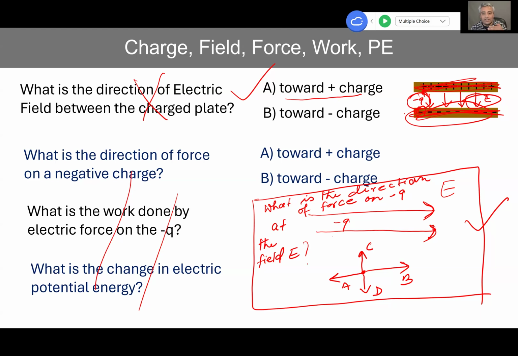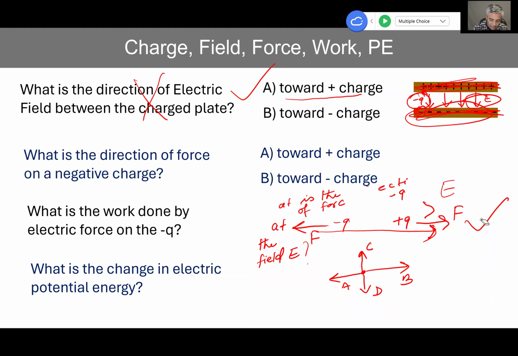So that means force is going to be in the direction of field for positive charge. On positive charge, let's say if that was that, then force would be the same direction as field. But on negative charge, it's going to be opposite. Okay? So that's how it works.